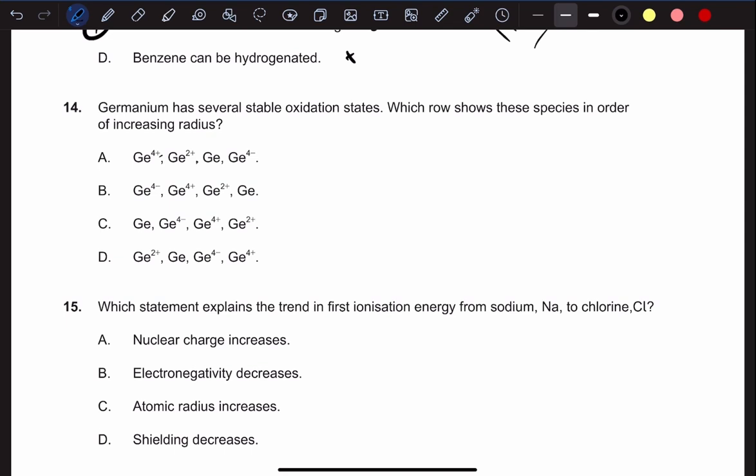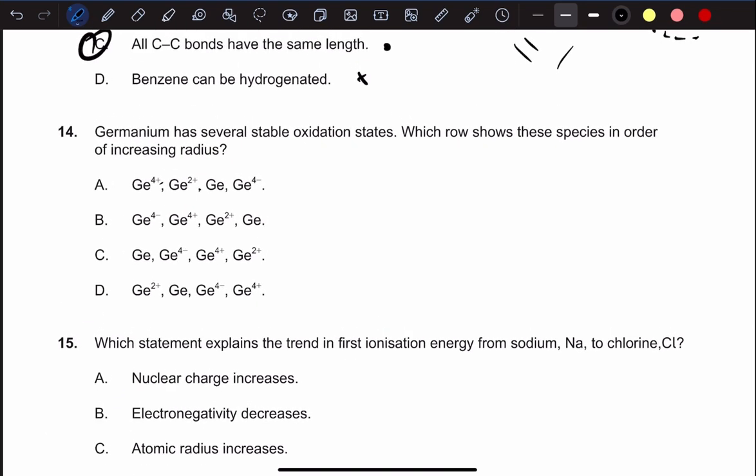Okay, germanium has several stable oxidation states, which row shows these species in order of increasing radius? Well, we should know that cations have the smaller radius, and this is because there's a more positive charge in the cations, which leads to a smaller radius because of stronger attraction to the nucleus. Also, in cations, there's often fewer shells of electrons. So it's just going to be a smaller ionic radius.